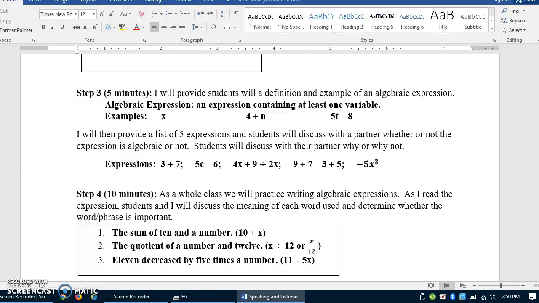I will also then provide them a list of 5 expressions, and students will discuss with their partner whether each is algebraic or not. You'll see those expressions there. I would post them up on a PowerPoint.